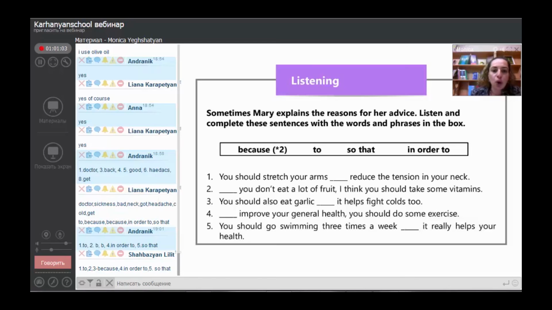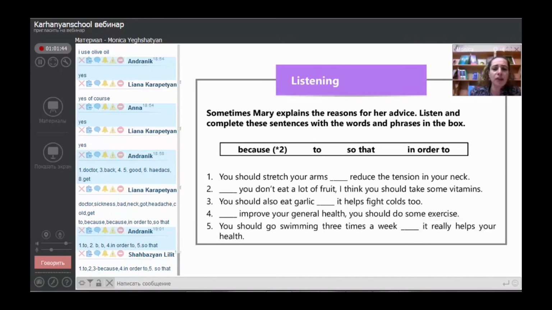Yeah. The third one, you should also eat garlic because we are going to use because twice. Yes, it is written in brackets. And fourth one, yes, okay. Yes, Liana, okay. And Andronik, you are right. In order to improve your general health, you should do some exercise. You are right. And the last one, go swimming 3 times a week so that it really helps your health.